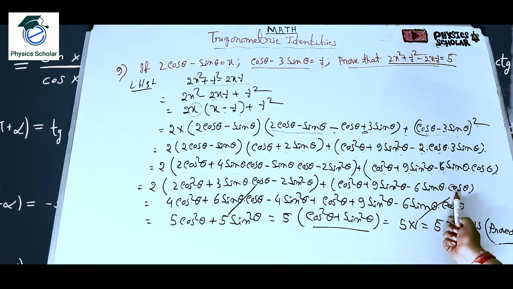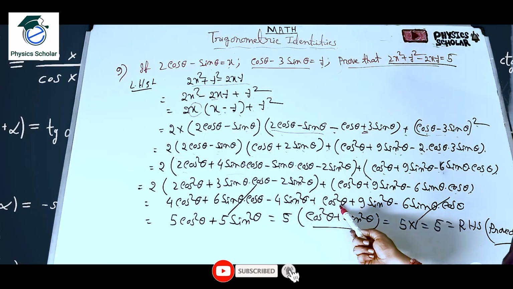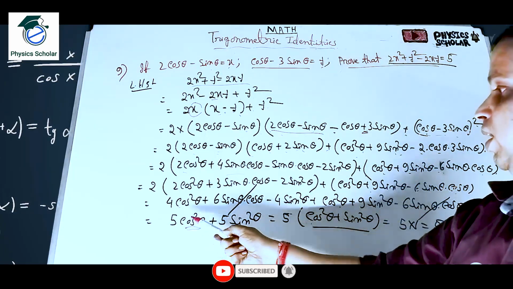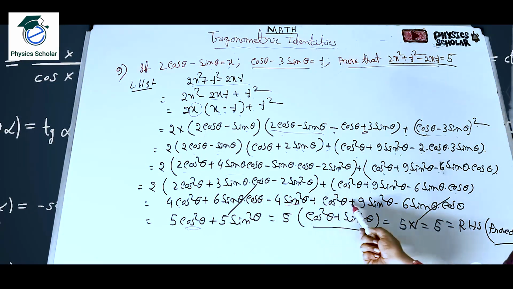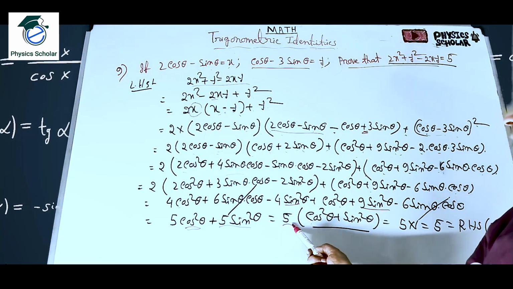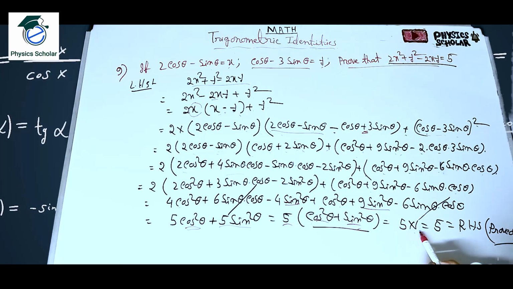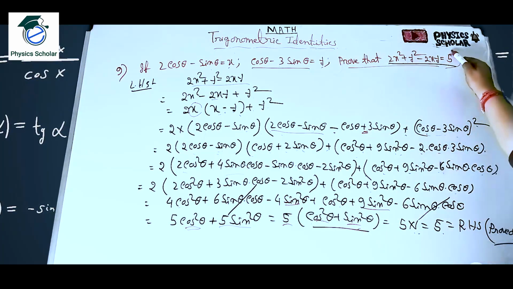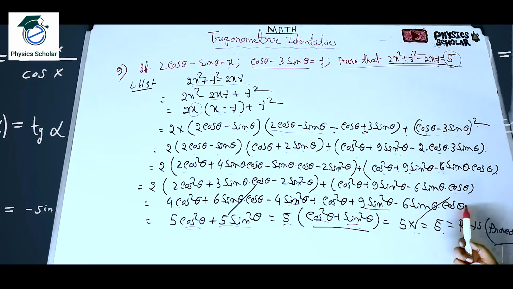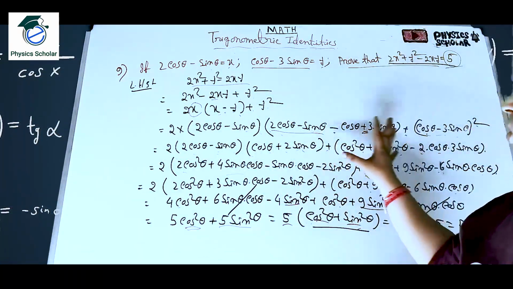Okay, plus this, so this and this will be cancelled, so 4 cos square theta and plus cos square theta, that means 5 cos square theta, and 4 minus 4 sin square theta plus 9 sin square theta, that means plus 5 sin square theta. So 5 will be common, so cos square theta plus sin square theta means 5 into 1, that means 5. So here we have to prove 5 is equal to RHS or right hand side. So hope you have understood this sum.